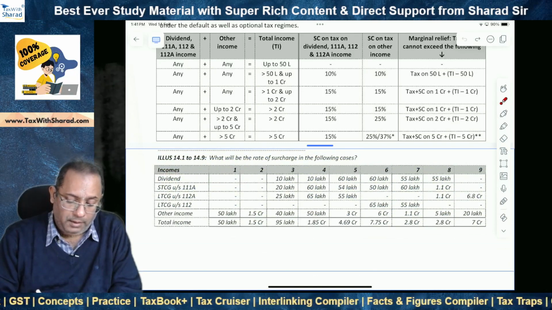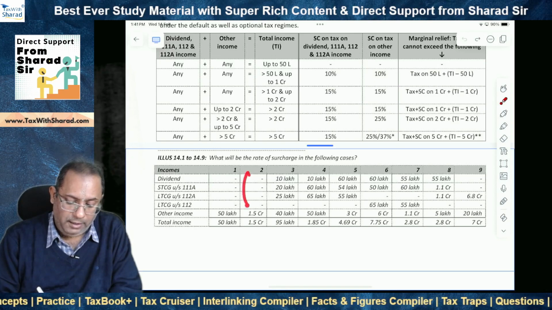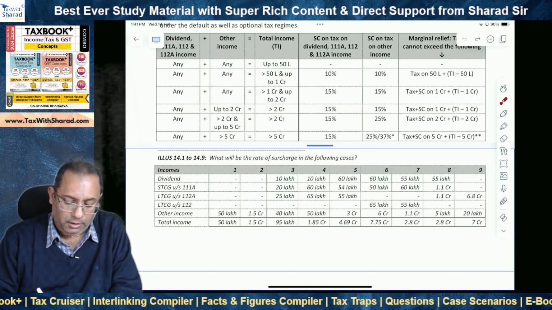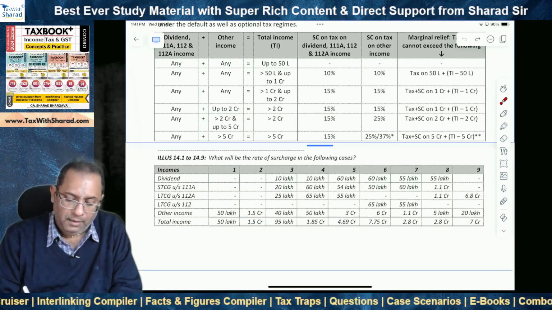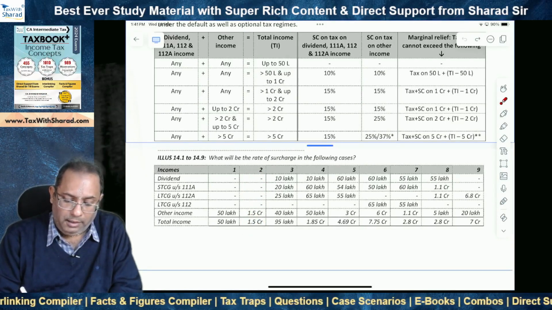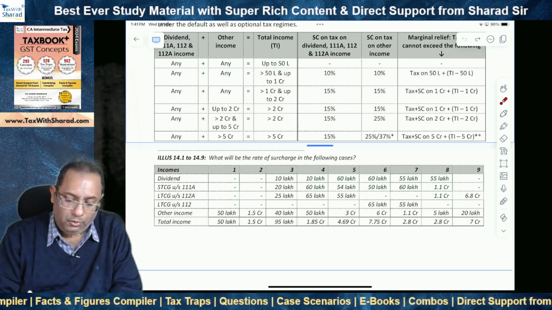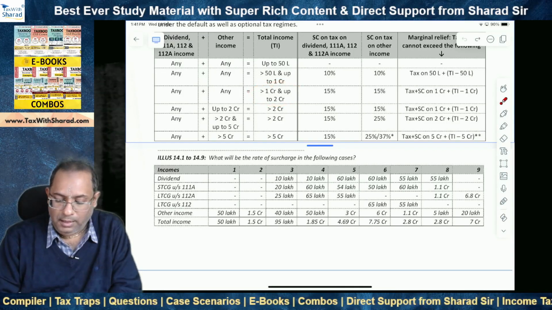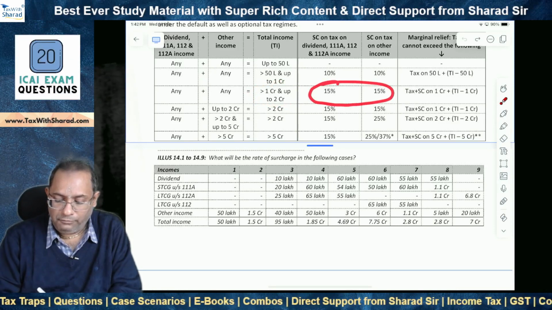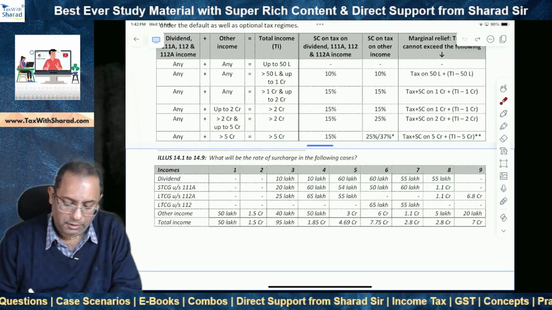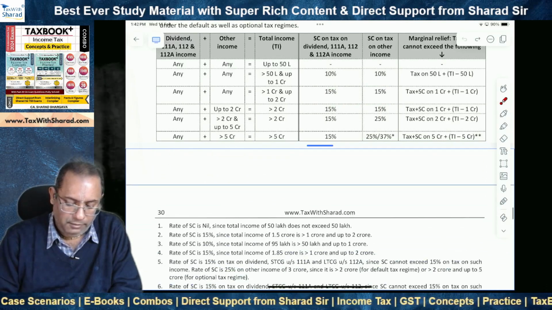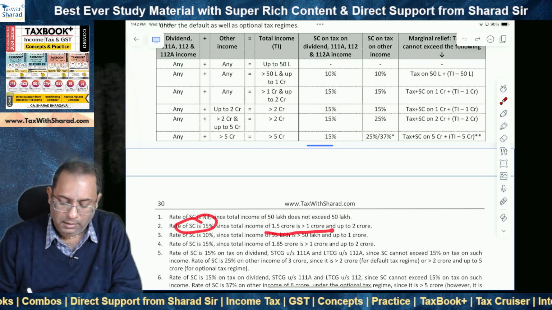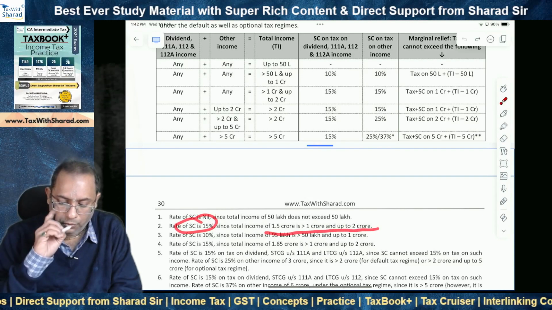Number 2. In number 2 also, we don't have any special income. The other income is 1.5 CR and the total income is 1.5 CR. And if we look at the table of surcharge, the total income is 1.5 CR, that means more than 1 CR and up to 2 CR, and therefore the rate of surcharge is 15%. The rate of surcharge is 15%, since total income of 1.5 CR is greater than 1 crore and up to 2 crore.